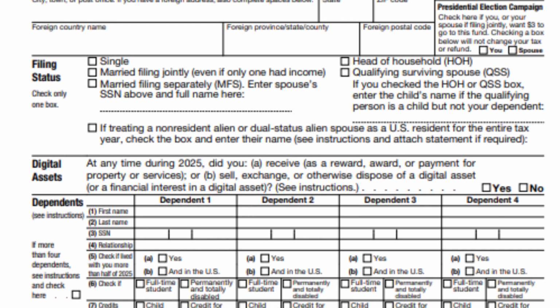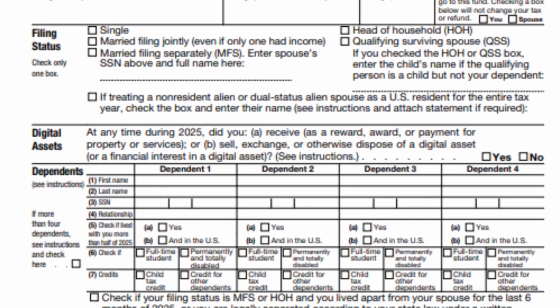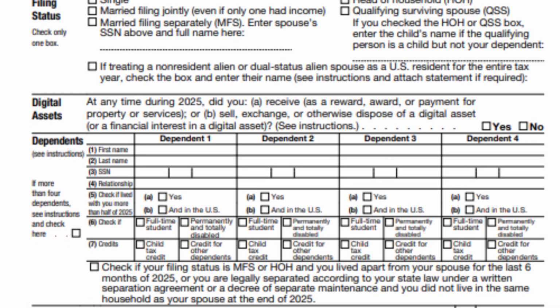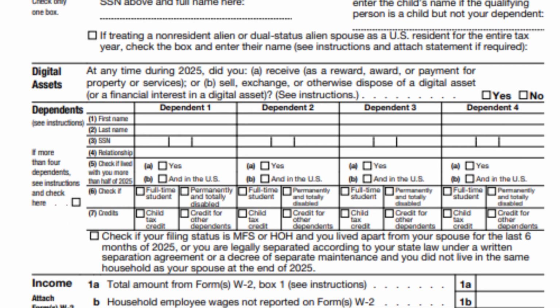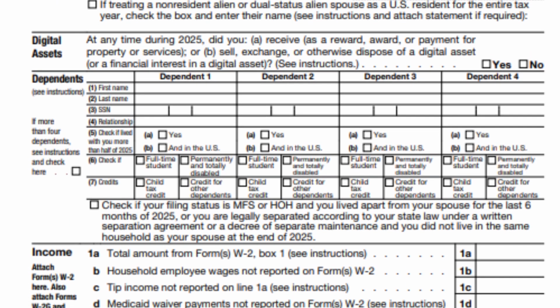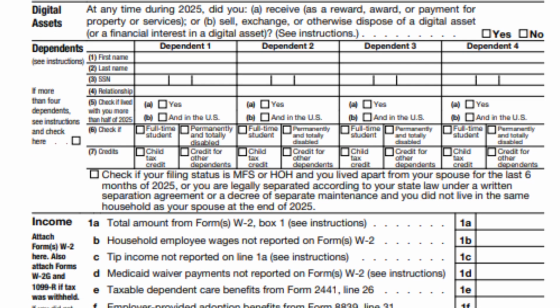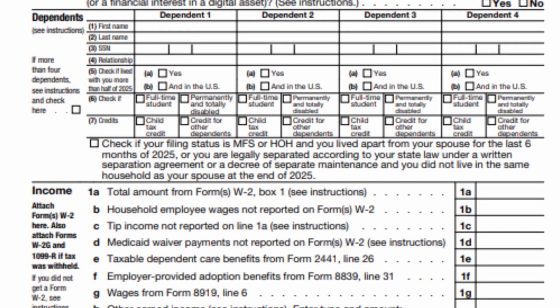Step 6 would be adjustments, deductions, and taxable income. Report adjustments to income like student loan interest or educator expenses on Schedule 1. Lines 16 to 18 show your total tax amount including any extra taxes.